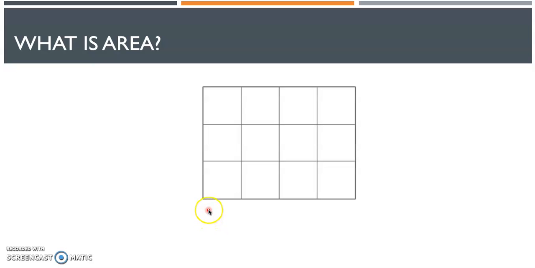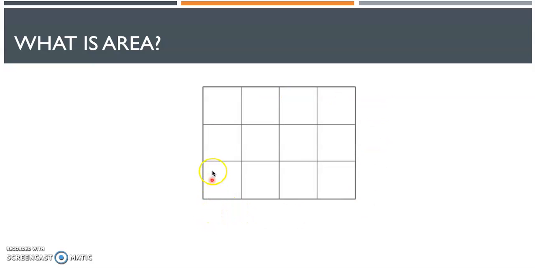Area is basically the amount of space inside of a two-dimensional shape. So when someone asks you, hey, find the area of this random shape that I'm giving you, they're really just asking how many units it is going to take to fill up this two-dimensional shape. So here I have an example, and it's a rectangle. And we know this is a rectangle because it has four different sides and four different angles, okay?